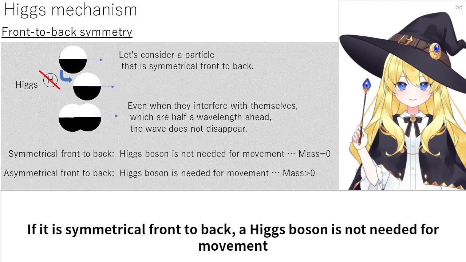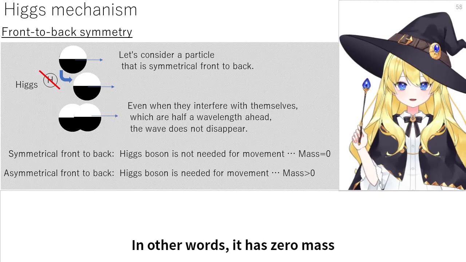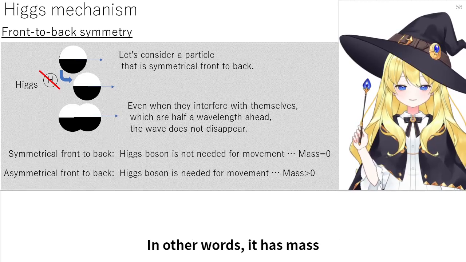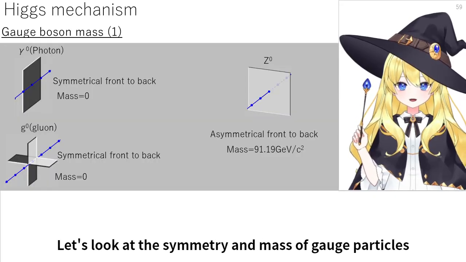If it is symmetrical front to back, a Higgs boson is not needed for movement. In other words, it has 0 mass. If it is asymmetrical front to back, a Higgs boson is needed for movement. In other words, it has mass. Let's look at the symmetry and mass of gauge particles.